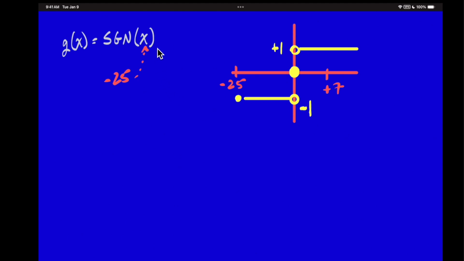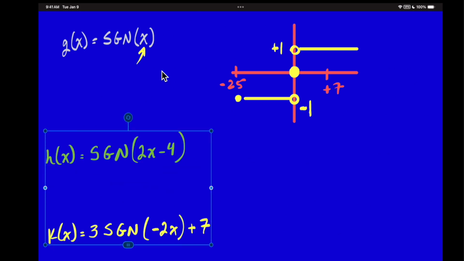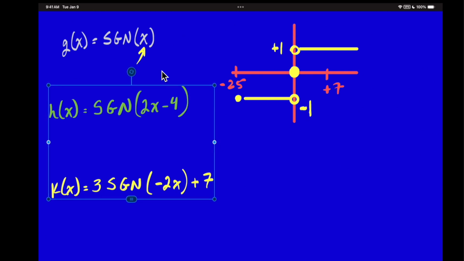Finally, if you plug in 0 for x inside that parenthesis, then the sign function is going to give you a y value of 0. Now, three choices: positive 1, 0, or negative 1 for the y value. Now, compare and contrast that simple function with these two examples. Okay, here's where things change up a little bit.